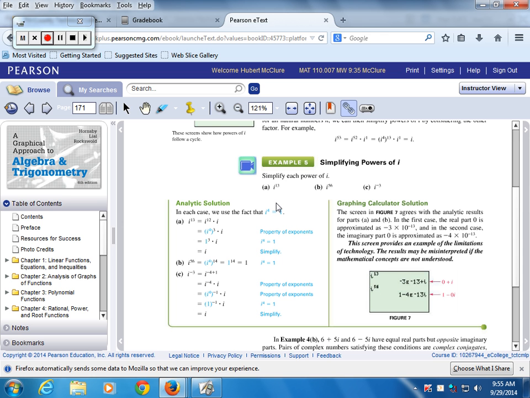So what's i to the fourth? Well, 4 divided by 2 is what? 2, so that's a whole number. And it's even, so that means positive what? Positive 1 to the negative 1. And then times i. So this one comes out to be i.